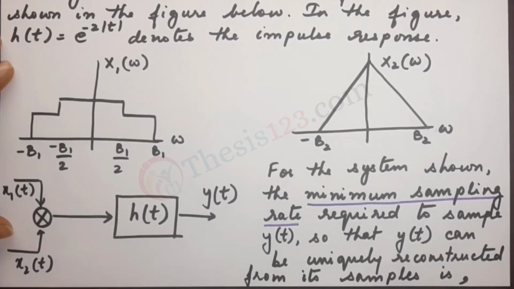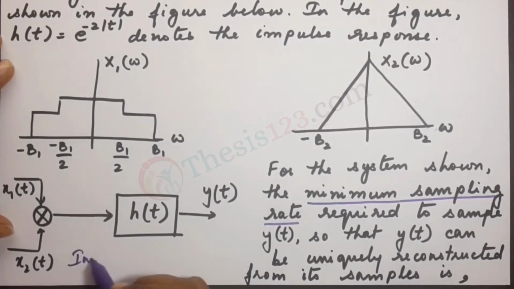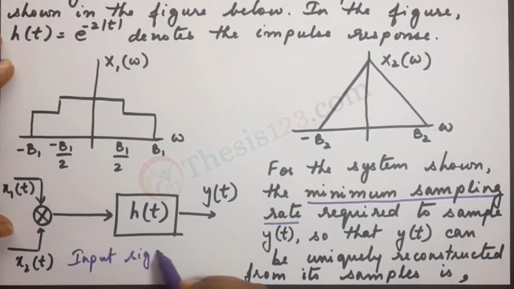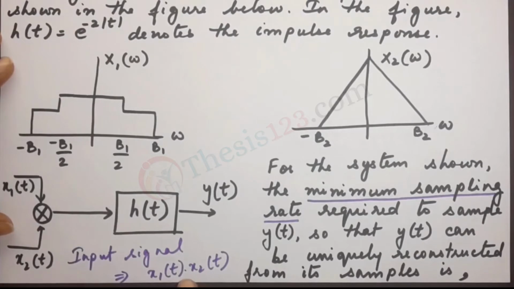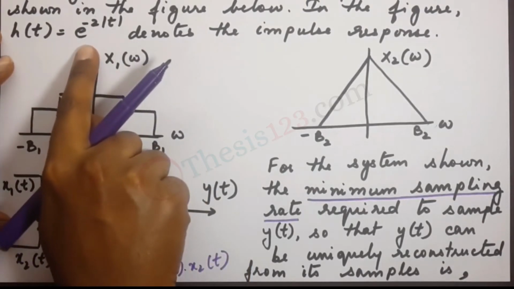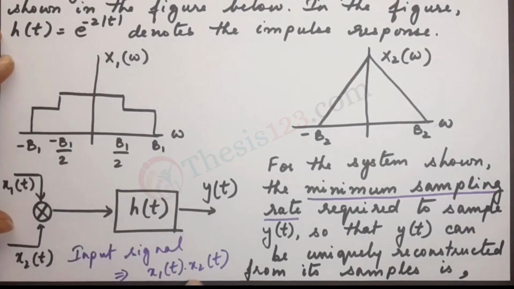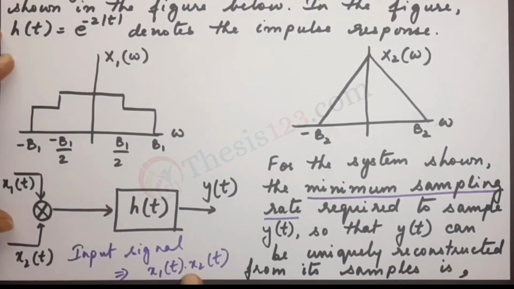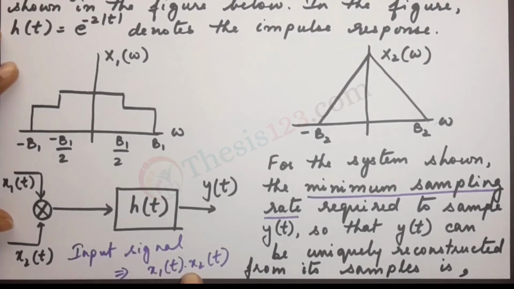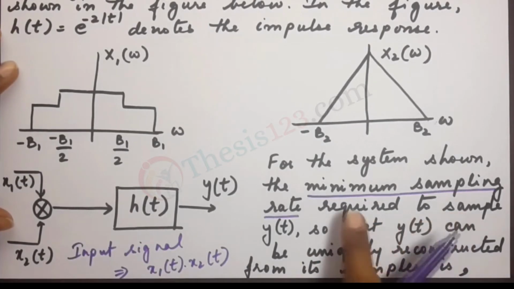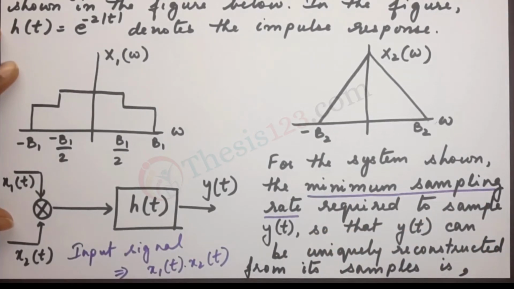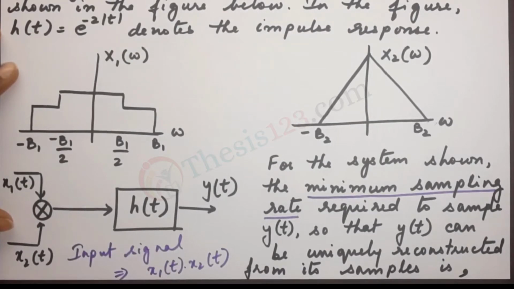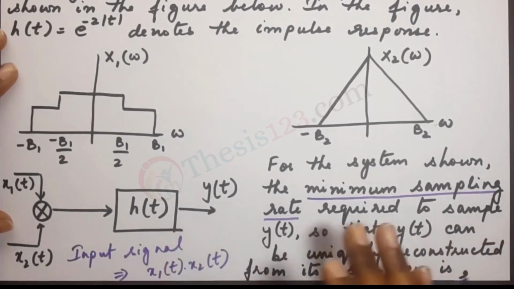Now this tells us that the input signal is x1 of t into x2 of t. It's a multiplication corresponding to the equation given to us, e power minus 2 mod t. We get that from the multiplication of both the signals x1 of t and x2 of t. Now since the question says that we need a minimum sampling rate, it is always good to think about the Nyquist principle. Now we'll come to that. Let's look at the bandwidths first.